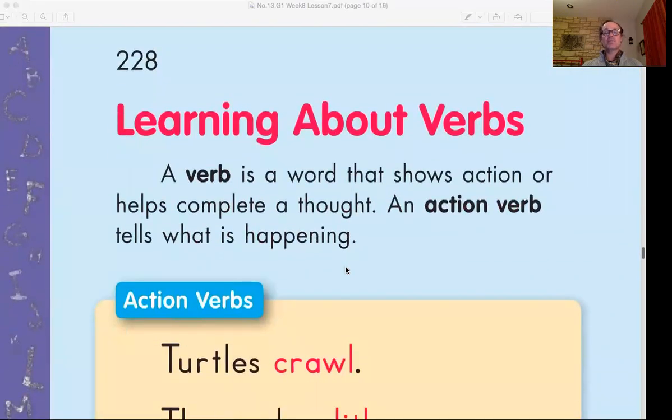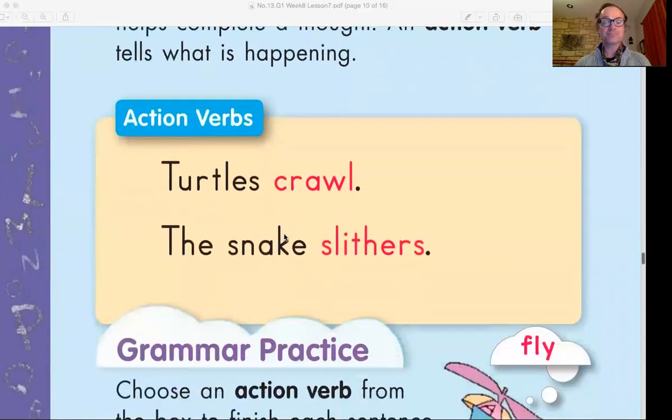So now we're going to talk about verbs. Verbs are doing words. They are action words. It means something is happening. Let's see what they say about verbs. A verb is a word that shows action or helps complete a thought. An action verb tells what is happening.